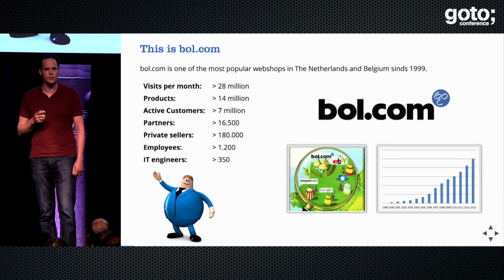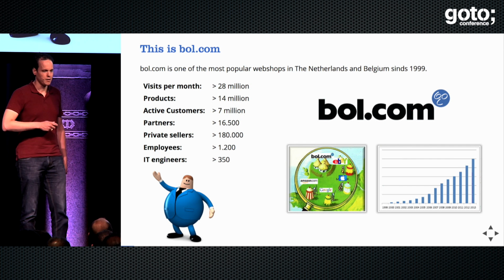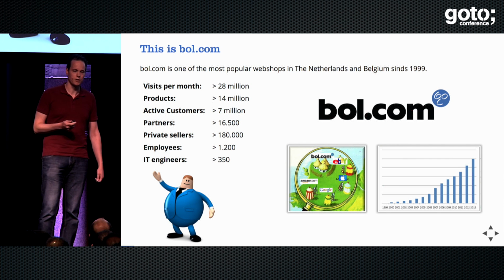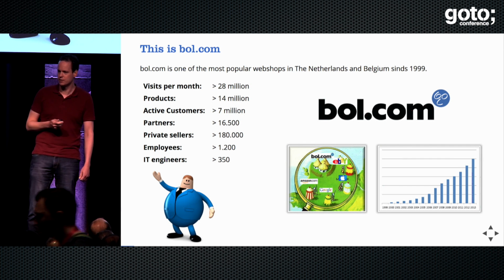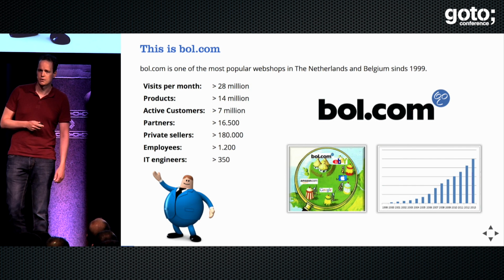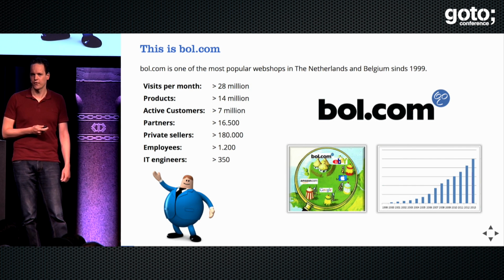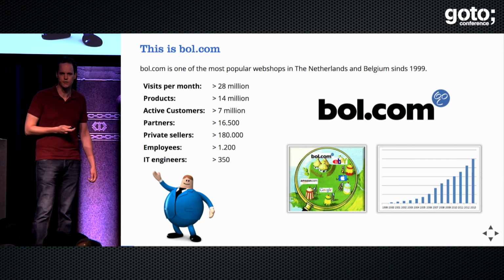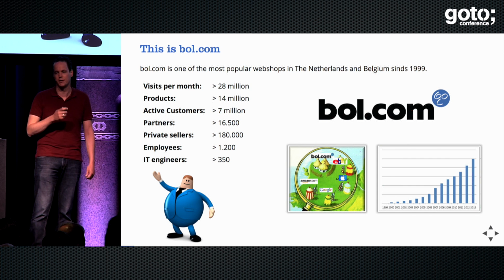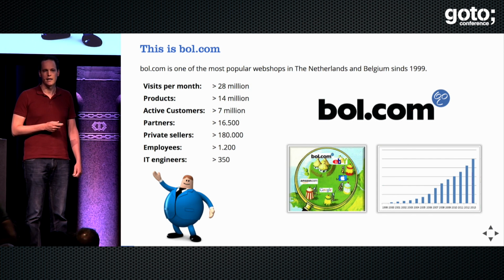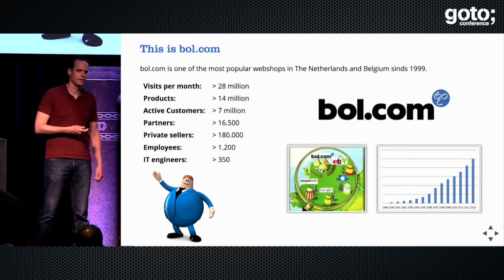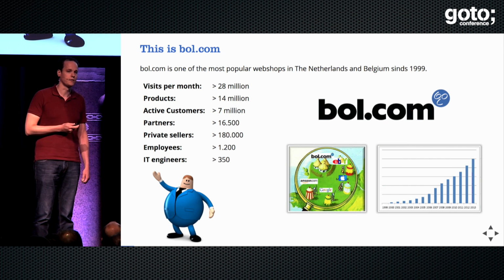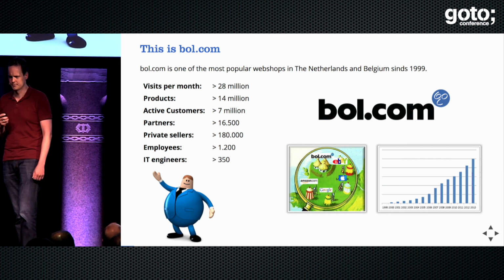So for those who are not familiar with bol.com, very quickly, bol.com is one of the most popular web shops in the Netherlands and in Belgium. And we have about 28 million visits per month, sell about 14 million products to about 7 million active customers. And I have about 1,200 colleagues, and 350 in the IT department.